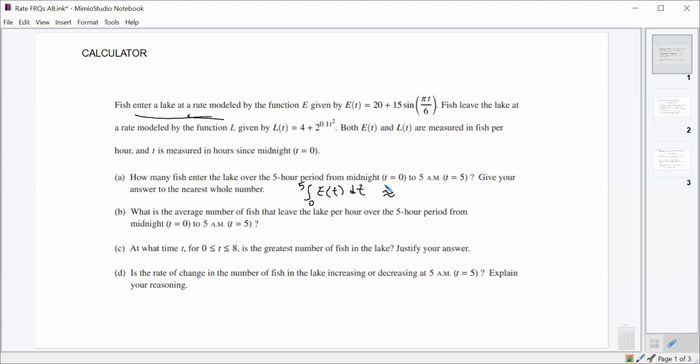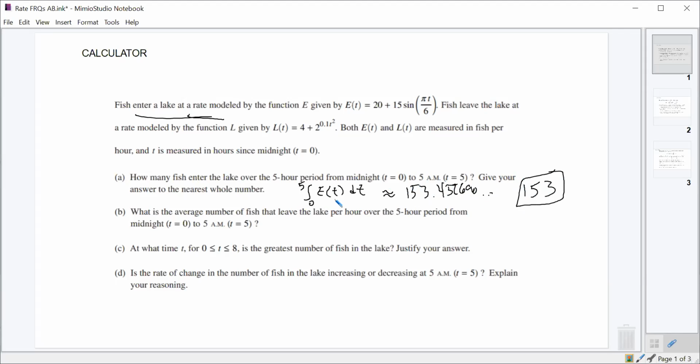And that came out to be 153.457690, and so on. So we would say 153. Pretty easy there, I hope, for part A.